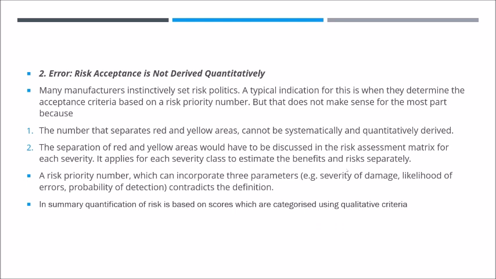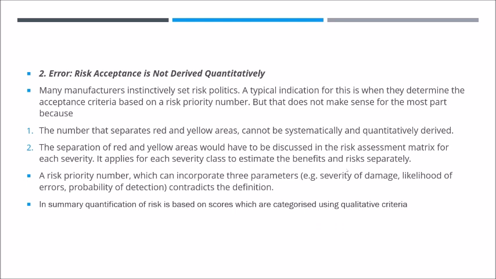A typical indication of this is when they determine the acceptability criteria based on a risk priority number. Now, I've not really used risk priority numbers before, but if people are using them, then it's not really the correct way to be doing this. As I said, it does not make sense for the most part, because the number that separates the red and yellow areas cannot be systematically and quantitatively derived, and the separation of red and yellow areas would have to be discussed in the risk assessment matrix for each severity. It applies for each severity class to estimate the benefits and risks separately.